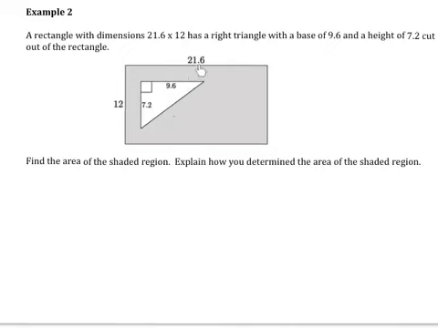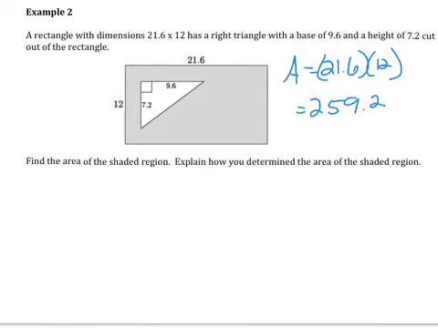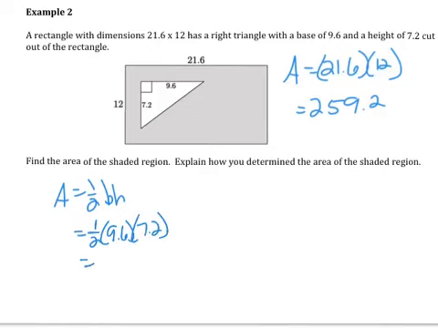So on the outside we have the rectangle. So the area of the rectangle is going to be 21.6 times 12, and that ends up being 259.2. And then the area of the triangle, remember the area of a triangle is 1/2 base times height, and we're given the base and the height because the base and the height are always at 90 degrees from each other. So this is 1/2 times 9.6 times 7.2, and you calculate that ends up being 34.56.